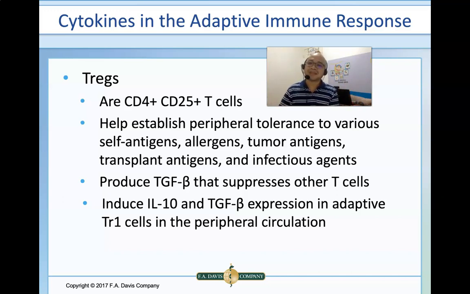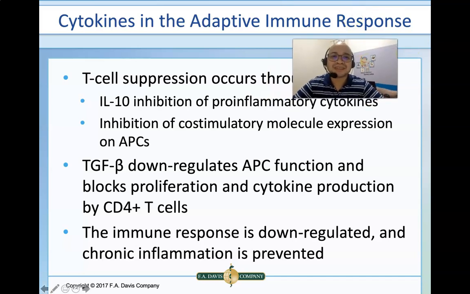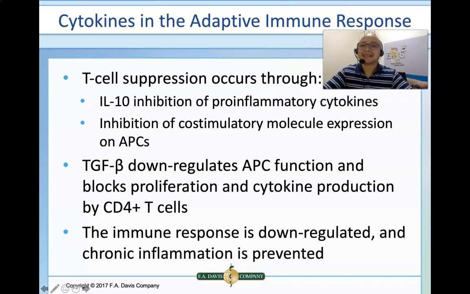Tregs produce TGF-beta, which has the ability to downregulate or suppress the activity of other T cells. Tregs will induce interleukin 10 and transforming growth factor beta expression in adaptive Tr1 cells in the peripheral circulation. So T cell suppression occurs through interleukin 10 inhibition of pro-inflammatory cytokines.